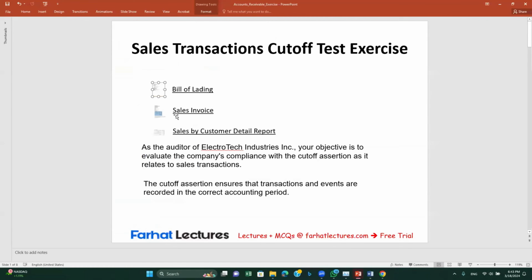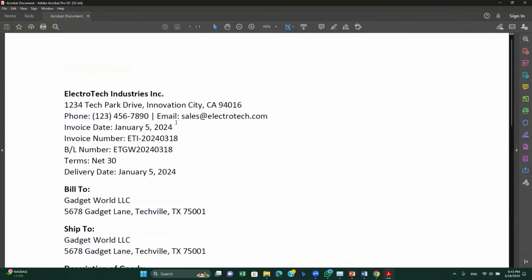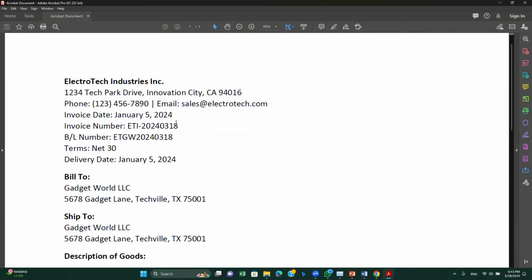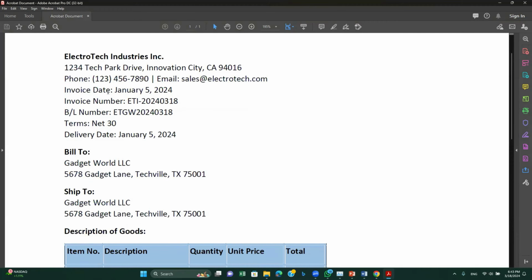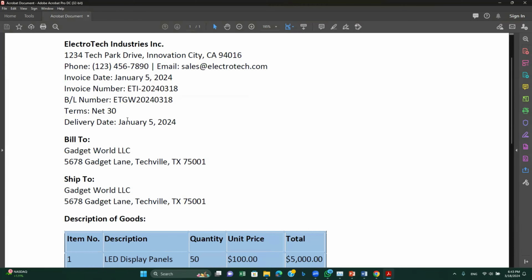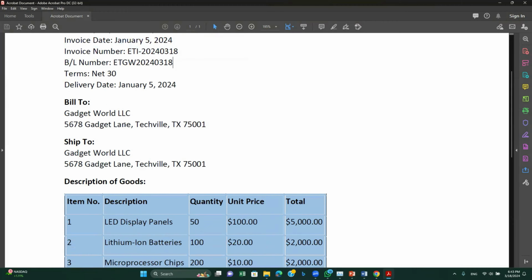Next, I'm going to look at the sales invoice to see if the sales invoice was issued in 2023. In this case, it would be a misstatement. So I look at the issuance date and I look at the delivery date. So the delivery date is January 5, 2024. And the invoice date is correct. It is issued in 2024. So here I don't have any issue.